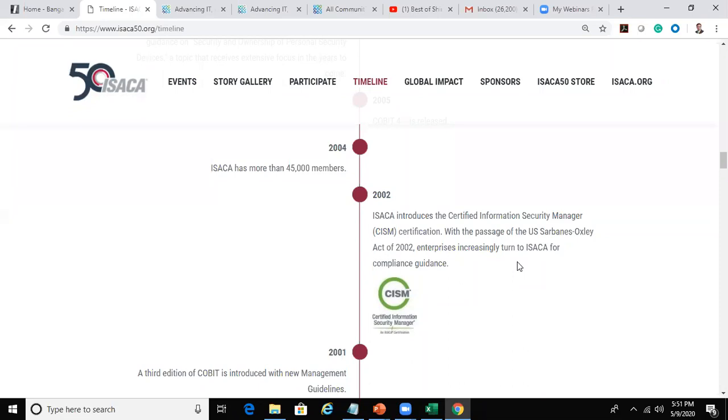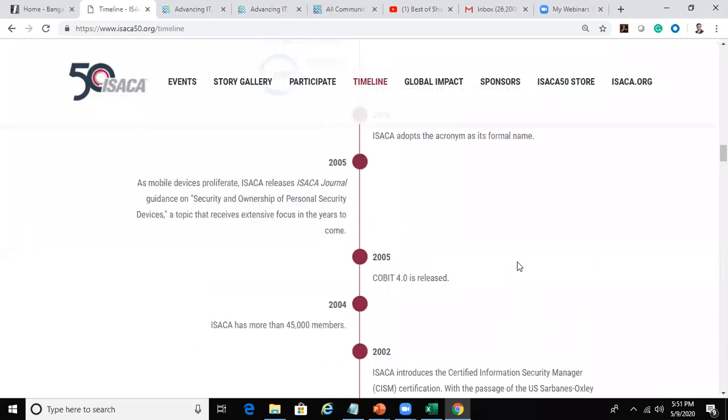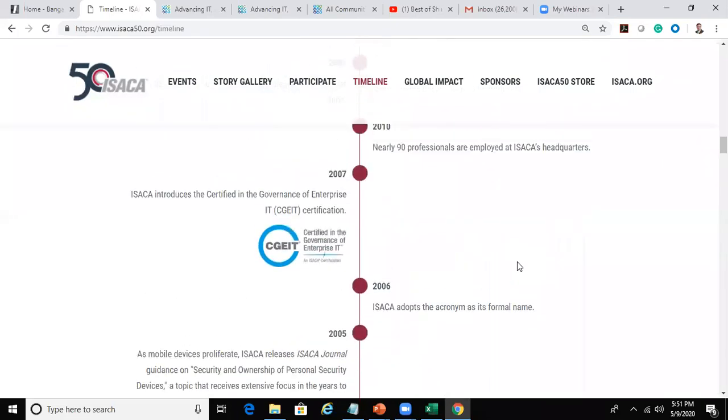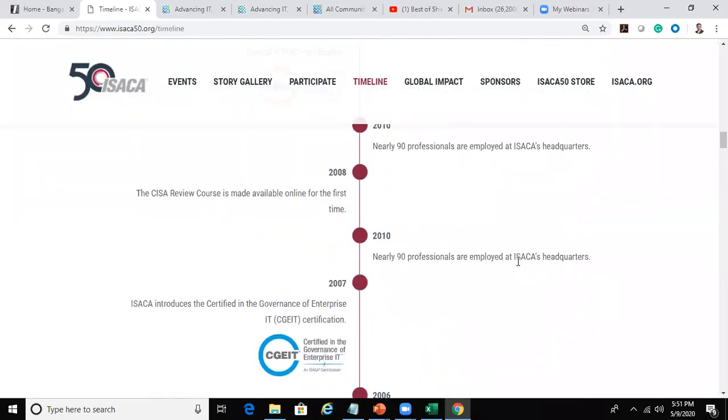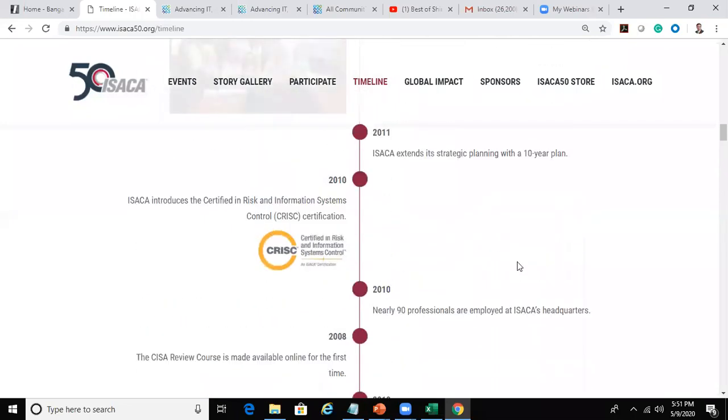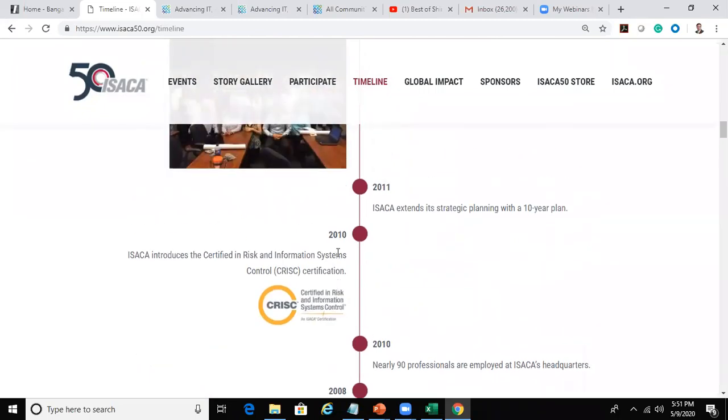In fact, again, 2005, CGEIT was introduced in 2007. I don't want to take you through each of the timeline, but CRISC was a great addition to the ISACA family of certifications. CRISC really caught momentum because of the growing concerns around risk. I think today everything we do is risk based, whether you audit or anything else, everything is around risk.